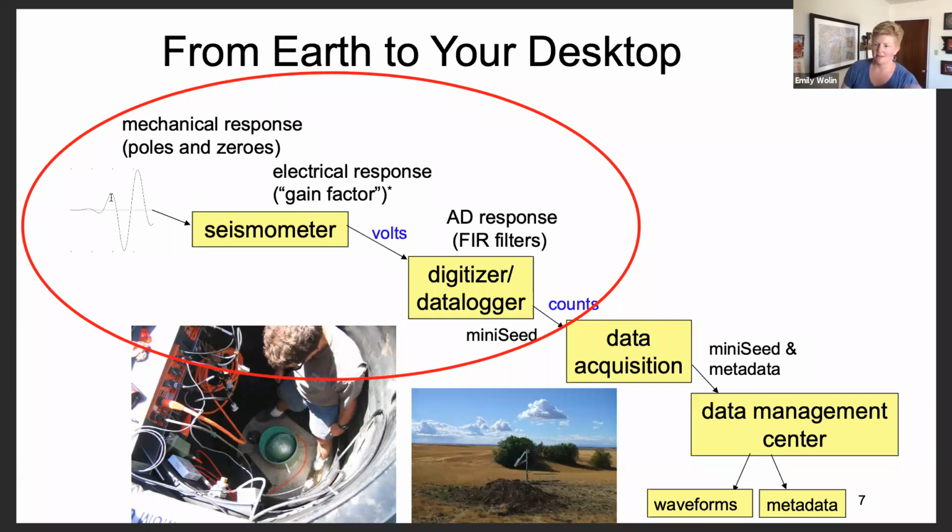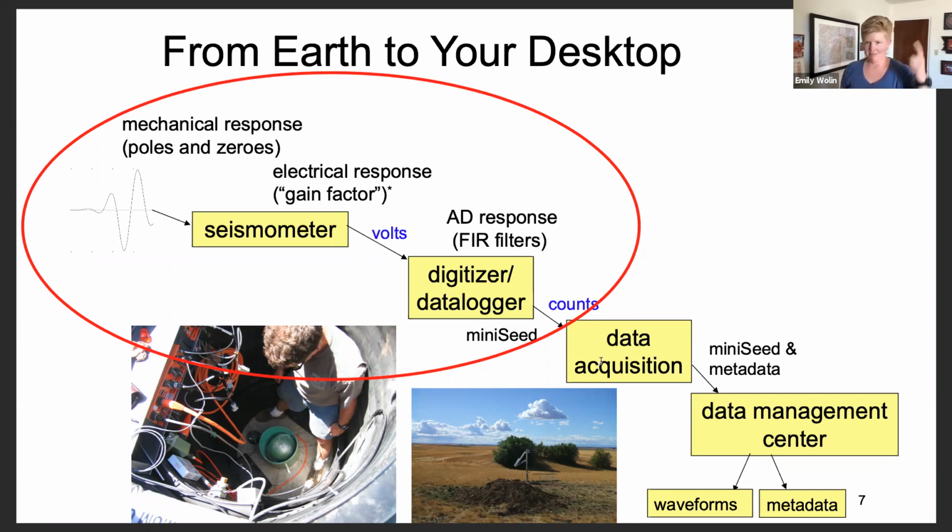But it all begins with an actual ground motion, right? An earthquake happens, a truck drives by, a cow stands on top of your station, you jump up and down next to it, whatever, something makes the ground shake. You have a seismometer that has a mechanical electrical response to that ground motion, right? That seismometer puts out an analog signal, a voltage, that is then recorded by a digitizer or data logger. So it takes your analog voltage and expresses it in terms of digital counts.